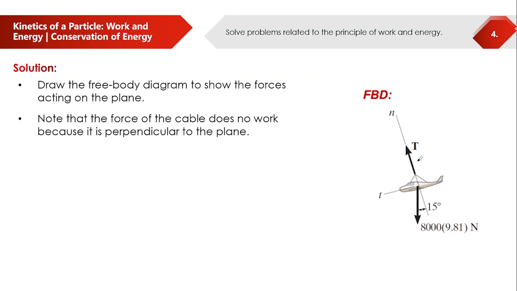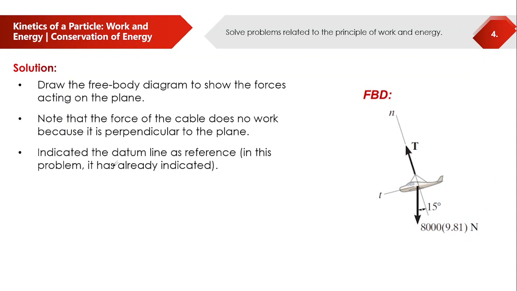Okay, this is our FBD. So we have the tension of the wire or the cable, and then the weight of the plane. Note that the force of the cable doesn't do work because it is perpendicular to the plane's path, no? So it is indicated that the datum line is the reference in this problem. It has already been indicated, no? Because that is our datum line, before it is released, when it is still at rest. So that is also our reference line.